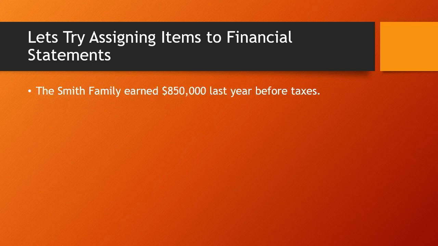Okay, last example. The Smith family earned $850,000 last year before taxes. So think about which financial statement that goes on. All right, hopefully you said that it went on the income statement, or you could have said the cash flow statement, because those double for the same thing for households at least. So why did it go on the income statement? Because it's income and it was received in the past, right? So that's where we're going to put it on the income statement.